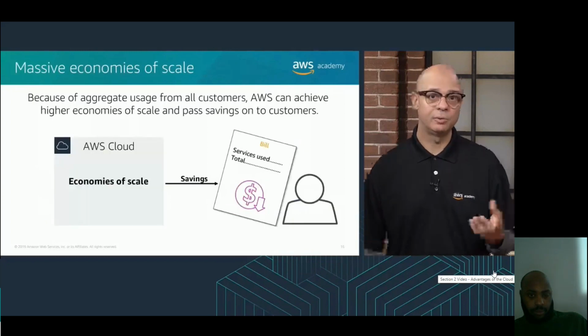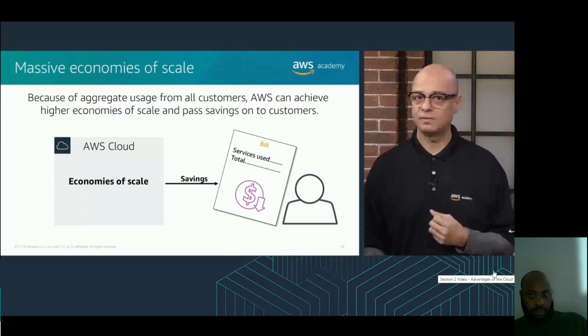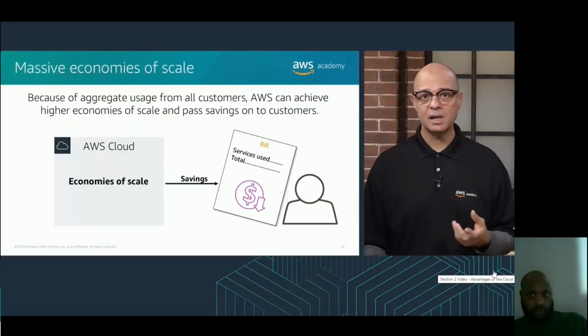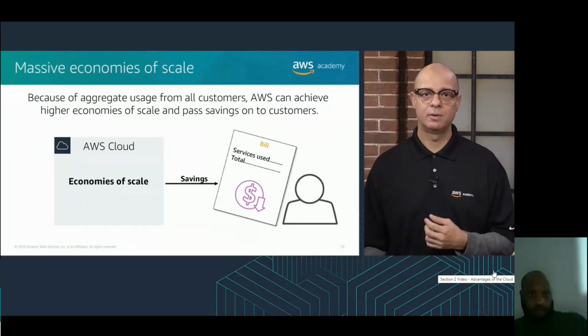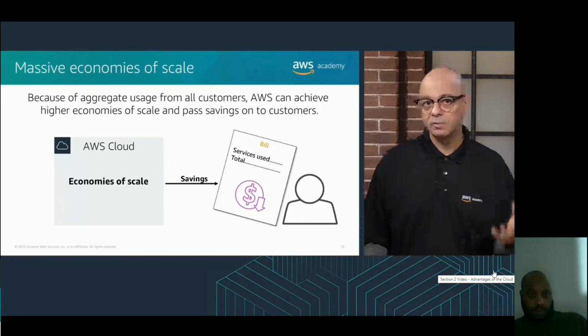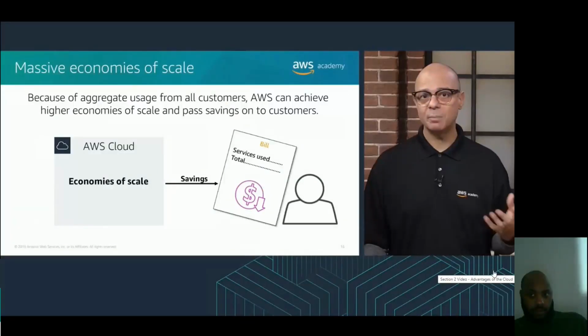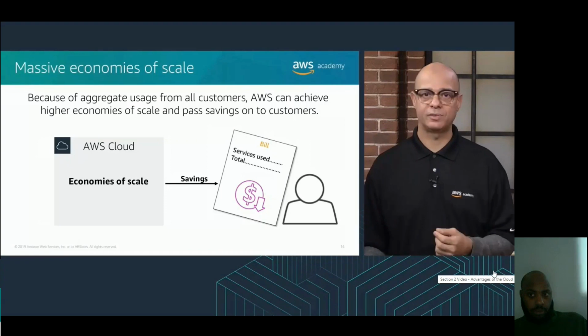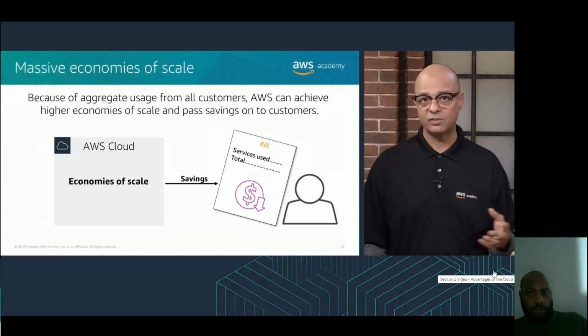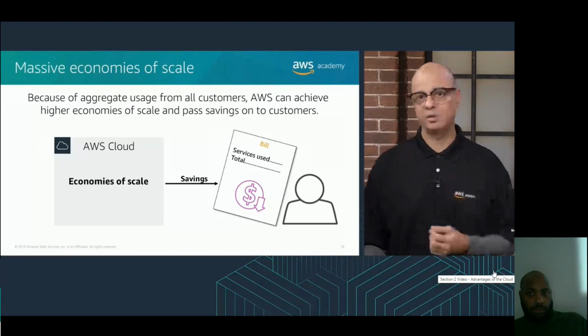Advantage number 2, benefit from massive economies of scale. By using cloud computing, you can achieve a lower variable cost than you can get on your very own. Because usage from hundreds of thousands of customers is added up in the cloud, providers such as AWS can achieve higher economies of scale. That translates into lower pay-as-you-go prices to you.